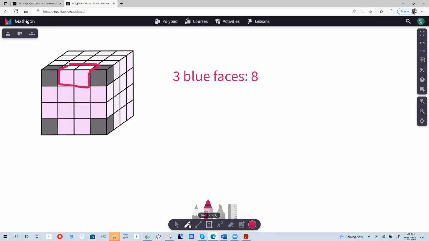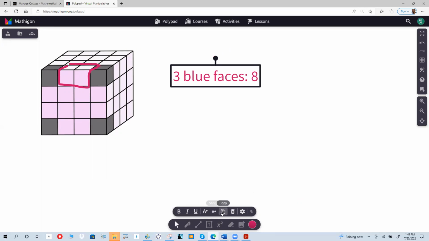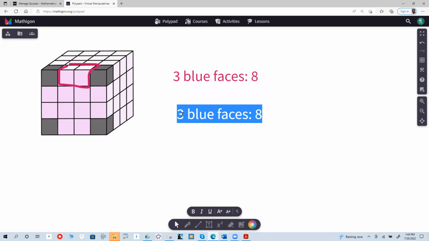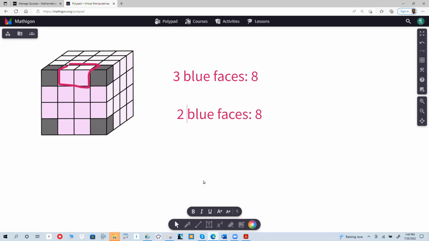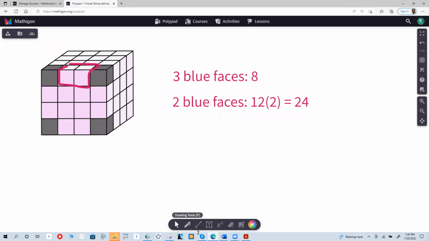Gotcha. Right. So I'm going to take this, copy it, and I'm going to make two blue faces be 12 times 2. And that's 24. You will have a picture, so that'll help.